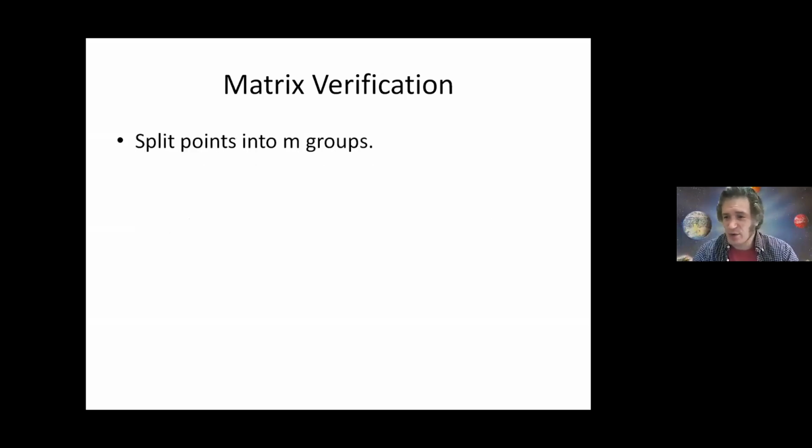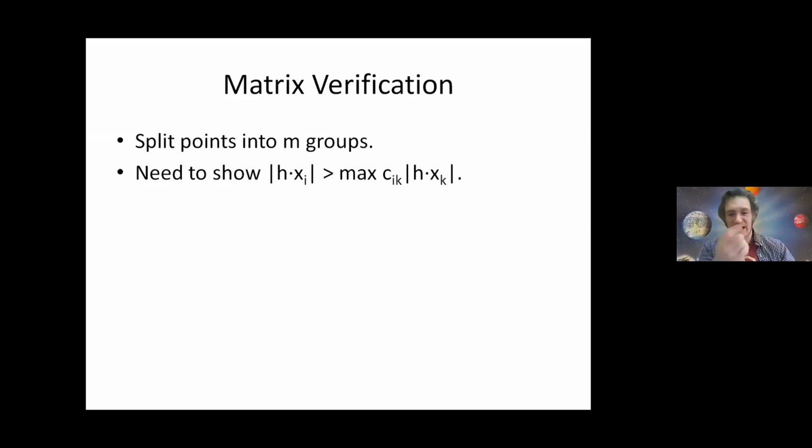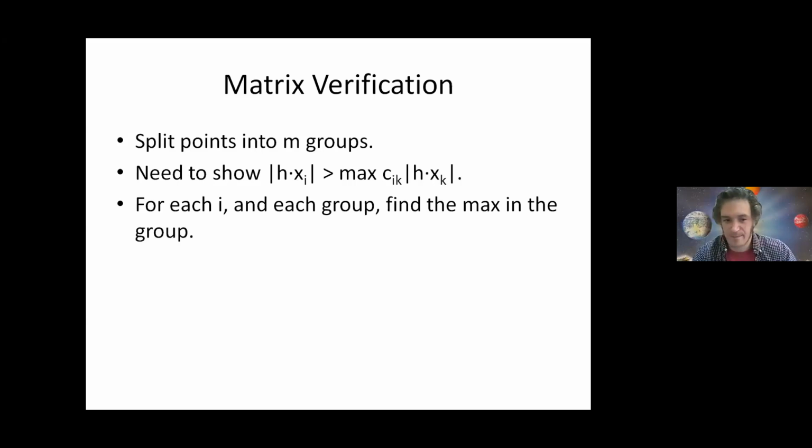And what we're going to do is split all of these representative points into m equal groups. And what we need to do is show that each h dot xi is bigger than the maximum of CIK times these margins h dot xk. Now, for each group, we're going to find the biggest term in that maximum where k lies in that group.